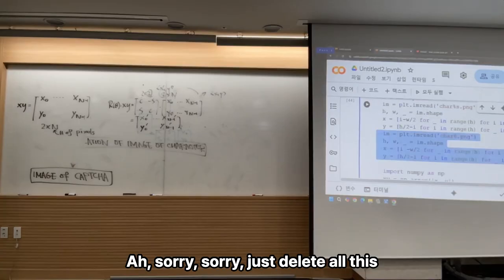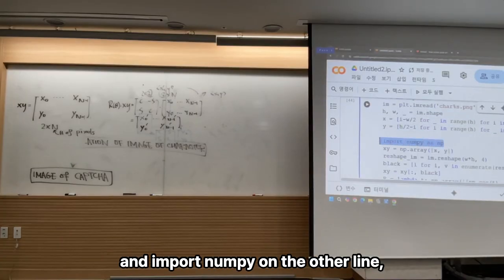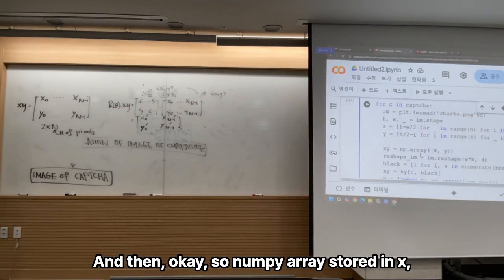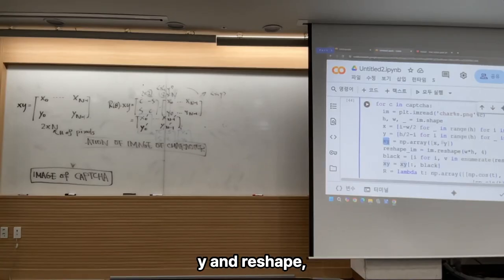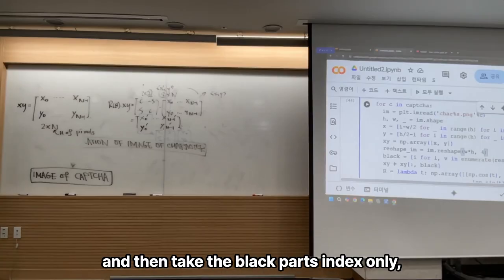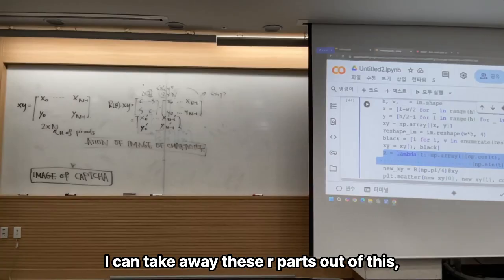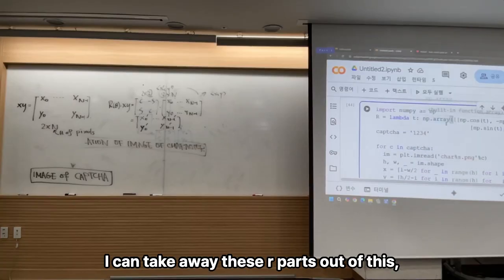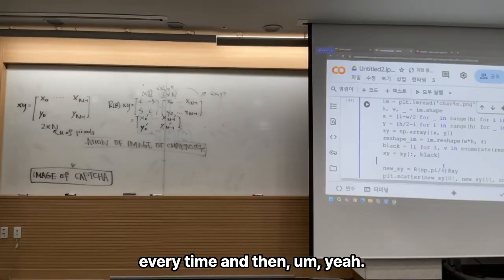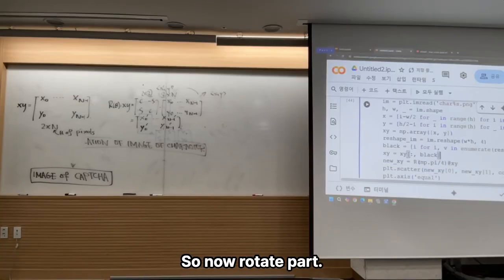Sorry. Just delete all this and import numpy on the first line here. And then, okay, so the numpy array is stored in XY and reshaped. And then take the black parts only, and then take the black parts' index only, and then I can take this R parts out of this for loop because I don't have to define it every time. And then, yeah, so now the rotate part.